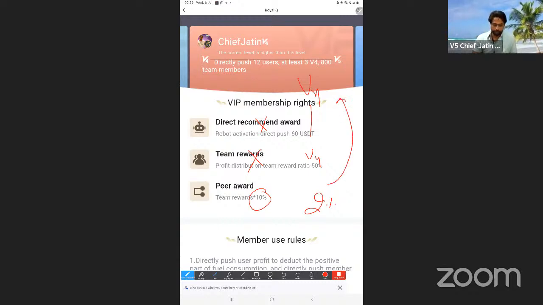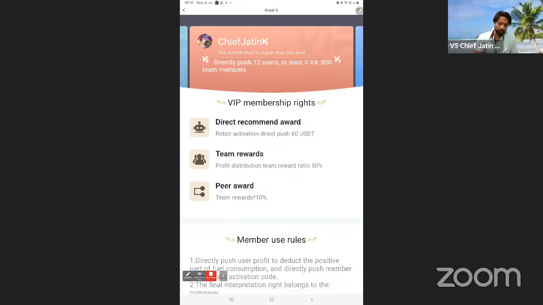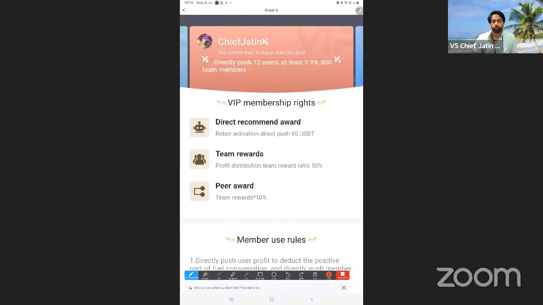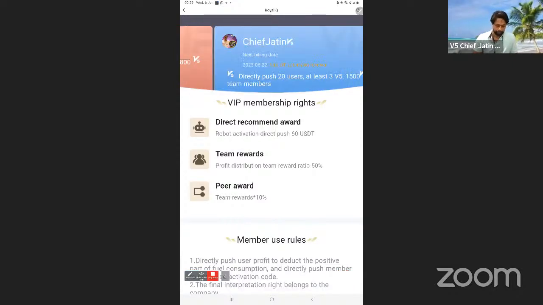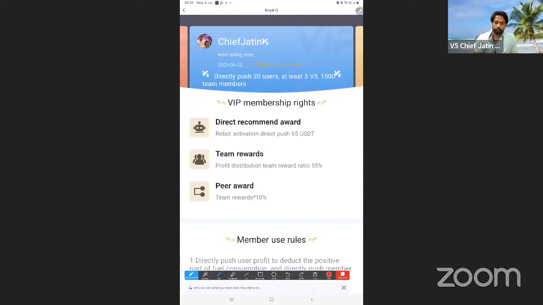Now let's move to rank 5, V5. You already sponsored 8 people. You need to sponsor 4 more, and you need to have 3 V4s in your team and a total team size of 900 people. You turn V5. On V5, if you directly sponsor somebody, let's suppose maybe I sponsor Clara. She pays 120 USDT.